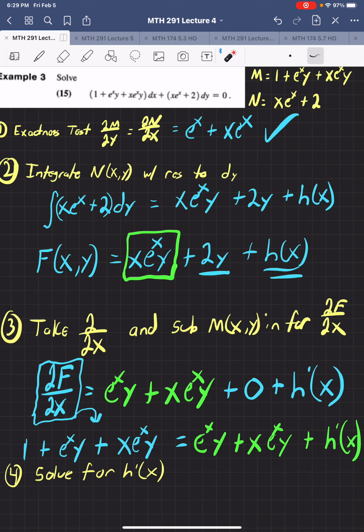Okay, so we can see that this e to the xy would cancel this e to the xy. This x e to the xy would cancel this x e to the xy. So quite simply, the only thing you're left with is h prime of x is equal to 1.